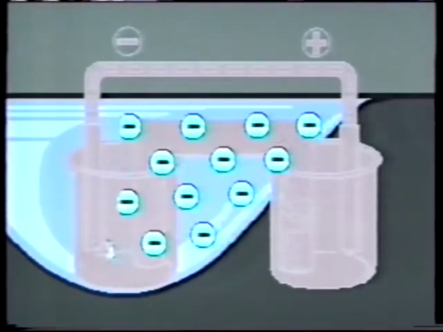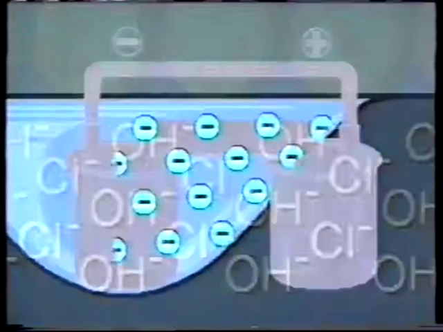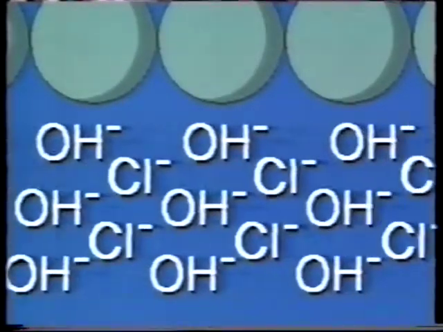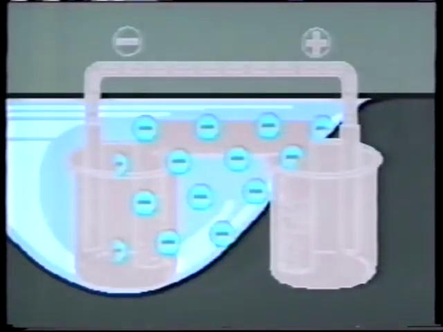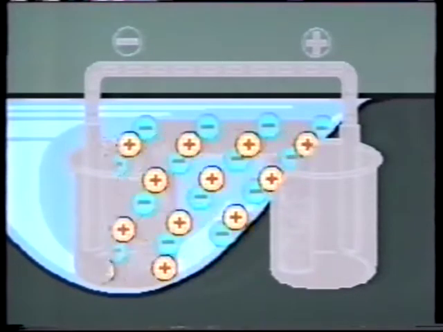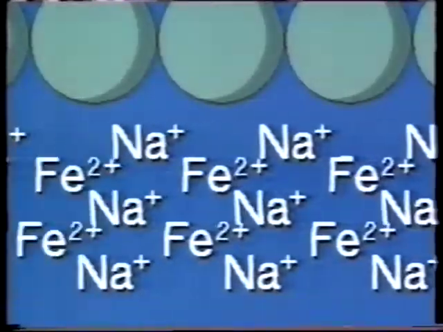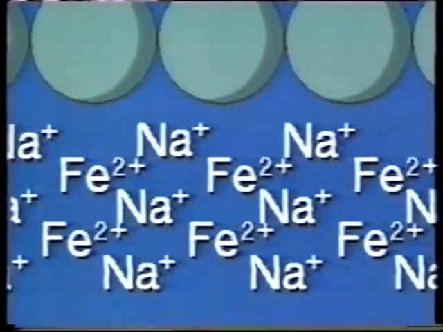The negative ions, or anions, move from the edge of the drop to the center. This would include the hydroxyl ions and the chloride ions. The positive ions, or cations, move from the center of the drop to the edge. This involves the migration of ferrous ions and sodium ions.